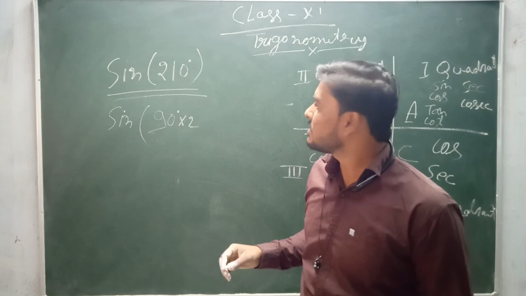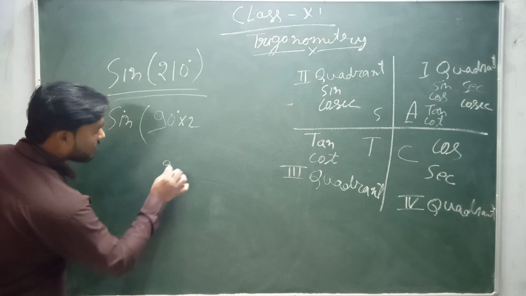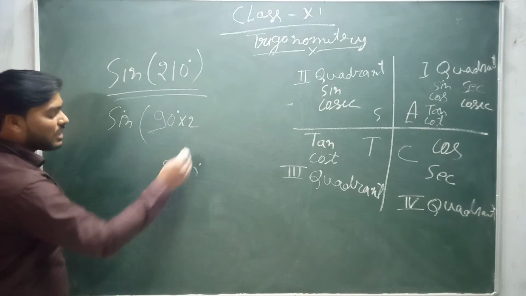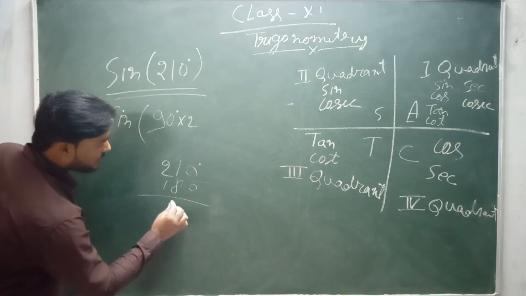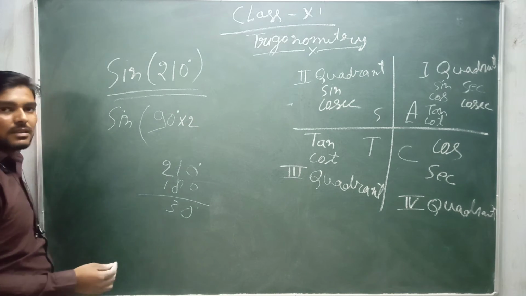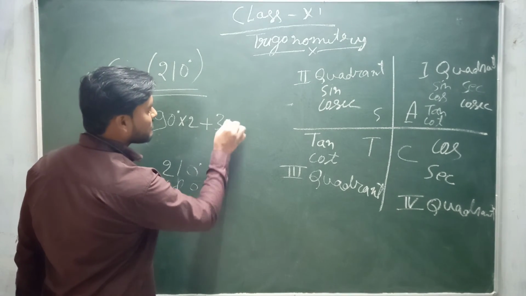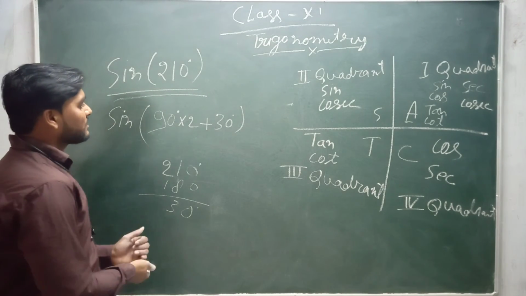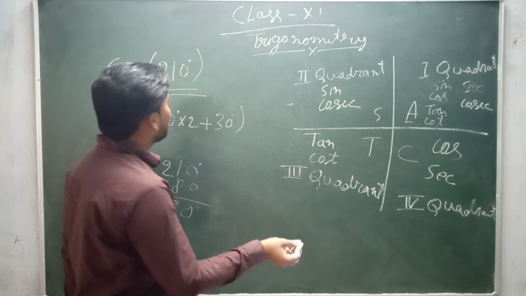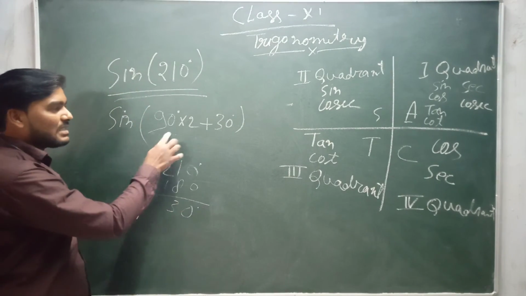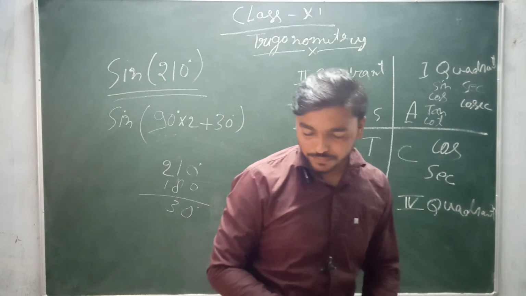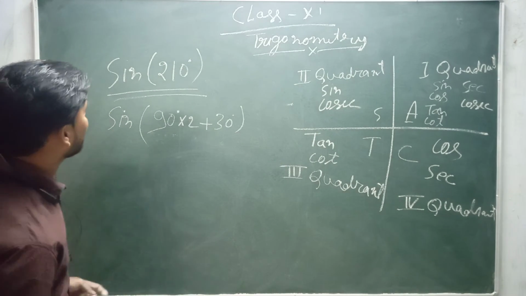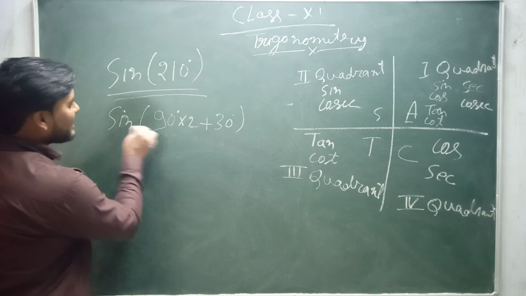How much is left behind? 210 degree minus 180 is 30 degree. So 90 into 2 plus 30 degree equals 210. 180 plus 30 equals 210. Okay. Sin of 90 into 2.